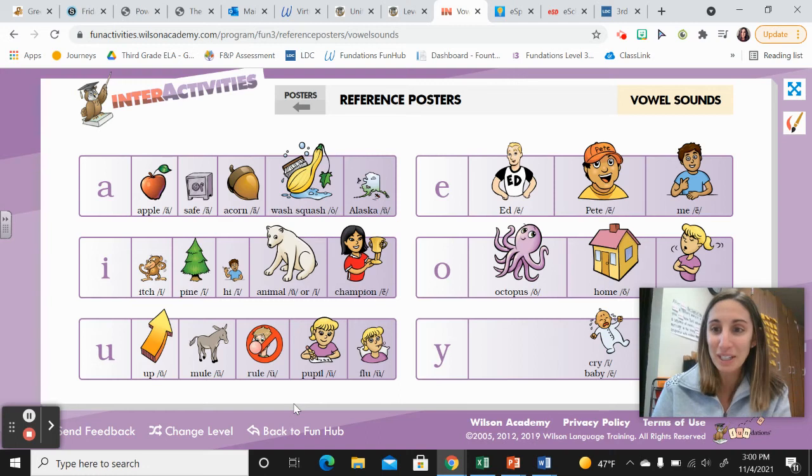Third grade, it's Mrs. D'Amico here, and today we're going to finish up Unit 3 of Fundations with our Day 5 lesson and our Unit 3 assessment. Before we do that, let's practice a few things and get ourselves ready.